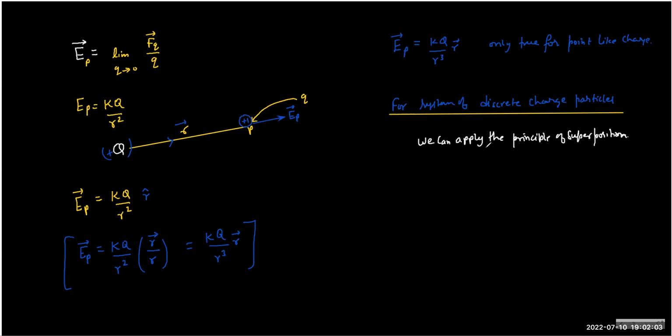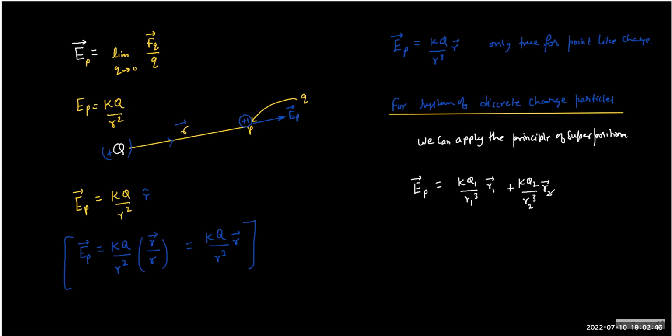To find the net field at a point P, imagine one charge at a time and think about how much that charge will contribute. So let's say the first charge contributes kq1 by r1 cubed into the r1 vector. Similarly, the second will also contribute something, assuming it is there alone and none other is present. So the principle of superposition allows you to assume that individual contributions can be added together.